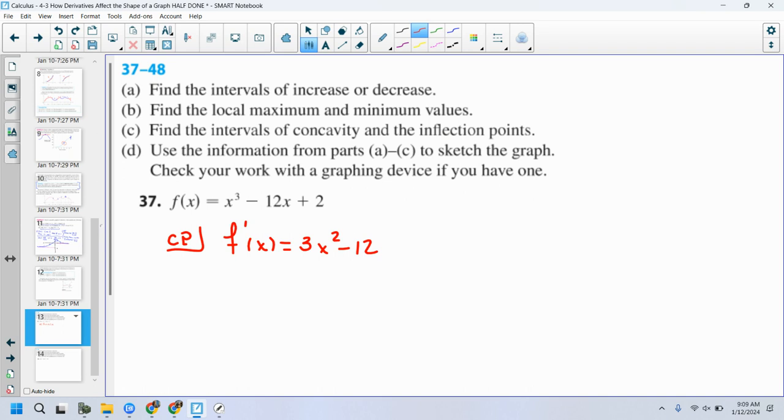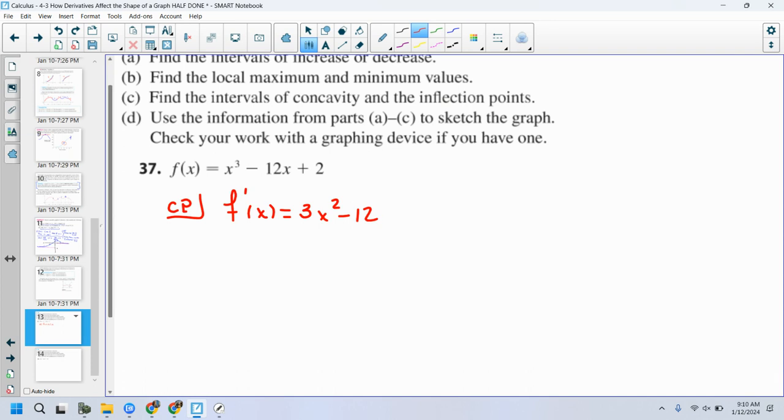So my critical points, now, does this not exist ever? No, this is always going to exist, right? This isn't rational. This isn't square root, anything weird, logarithmic. So let's just figure out where the zeros are. 3x squared minus 12 equals 0. So 3x squared equals 12. So x squared equals 4. So x is equal to plus or minus 2.